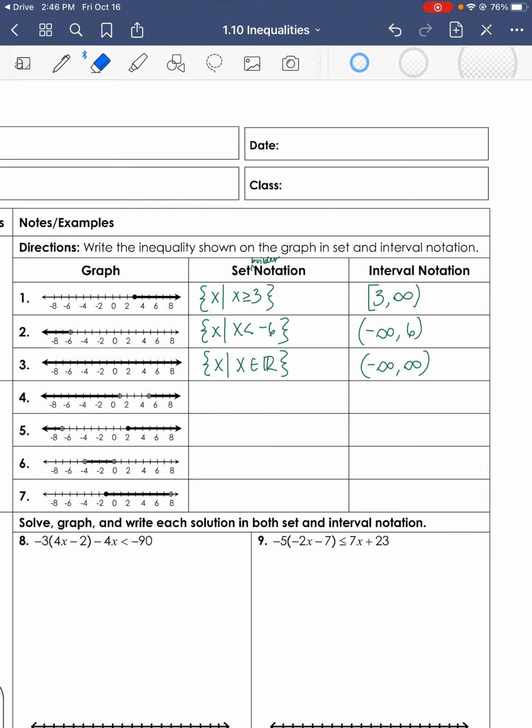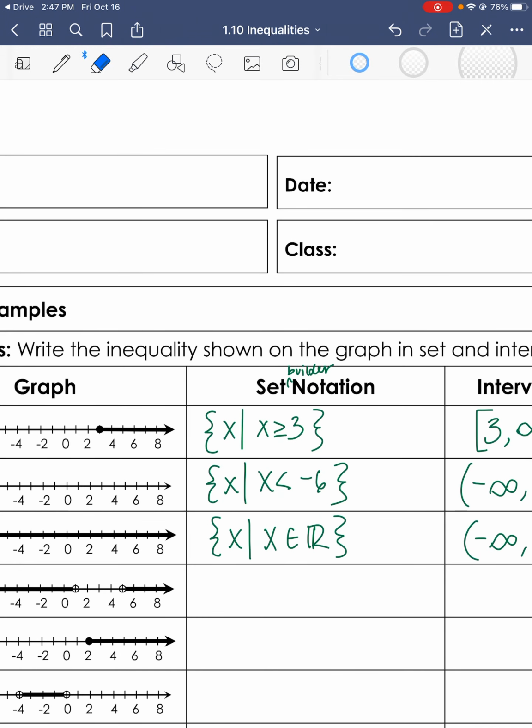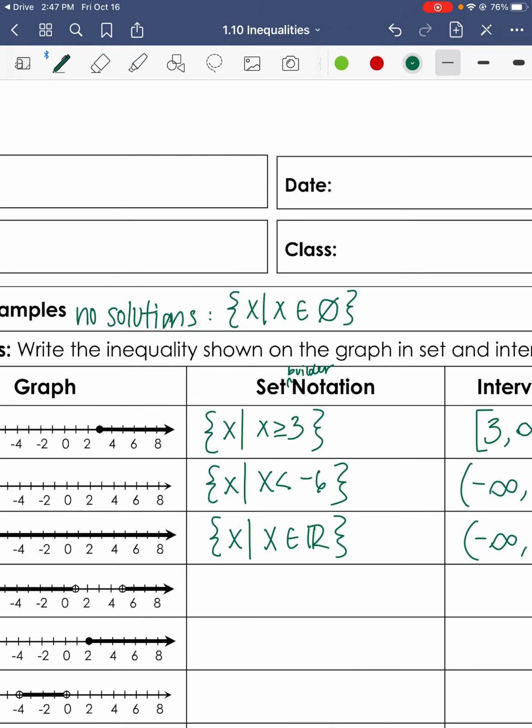This does an example on no solutions. We will come across this in inequalities, but if we were to come up with no solutions, in set builder notation, we would write all values of x such that x is an element of the empty set. That is a circle; it's not a zero, it's a circle with a line through it. The empty set doesn't contain anything. So that's how we would write no solutions in set builder notation.